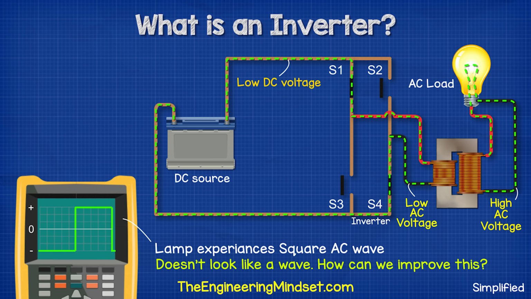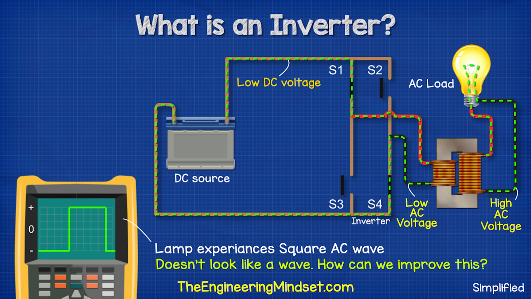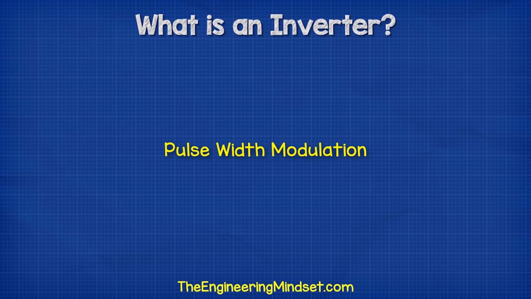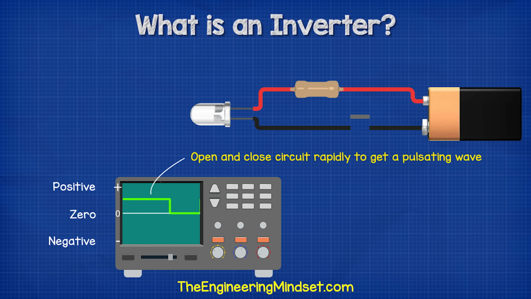When we look at this through an oscilloscope, we get a square wave in the positive and the negative regions. This is theoretically AC because it reverses direction. But it doesn't really look much like an AC sine wave, so how can we improve this? Do you remember earlier in the video when I said we can open and close the switch at different speeds and durations to change the waveform? Well, we can do that for this too.